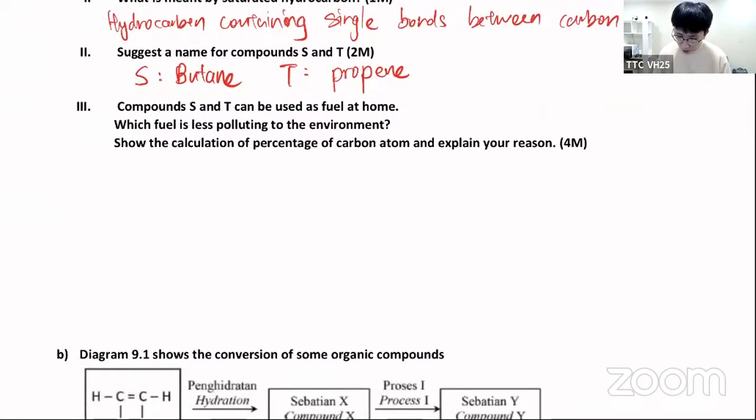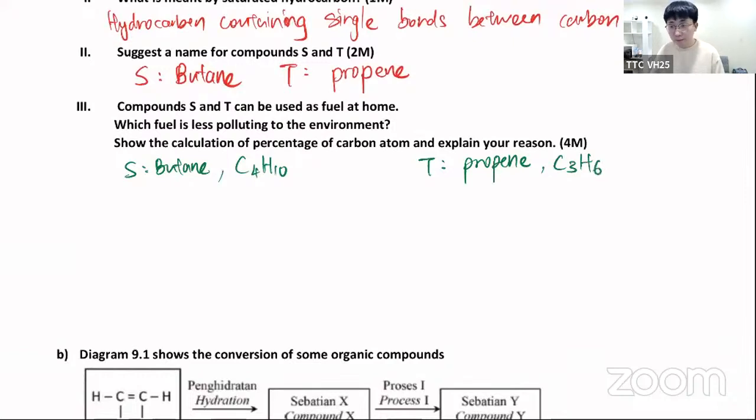Okay, so we say, what is butane? So we know S is butane, and butane is what formula, guys? C4H10. Then T is propene. So propene is C3H6. Okay, so some student might say, teacher, lesser carbon, lesser pollution. Okay, but don't just look at just the carbon. You must look at percentage of carbon.